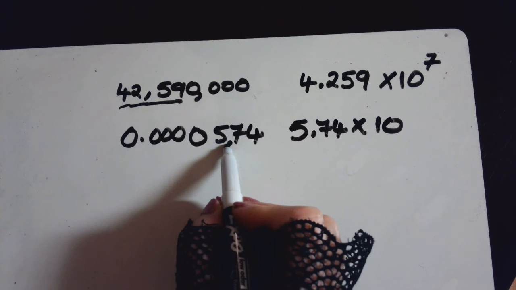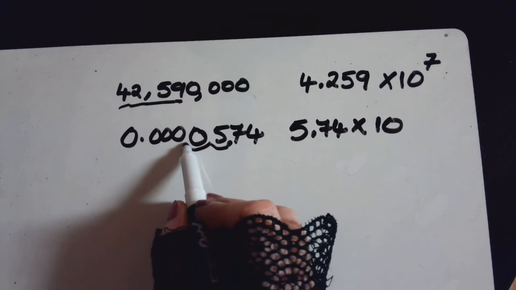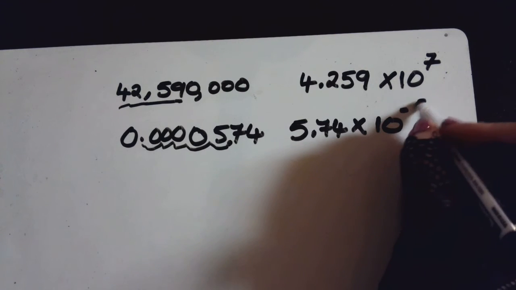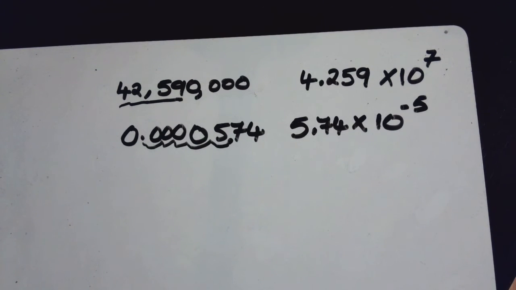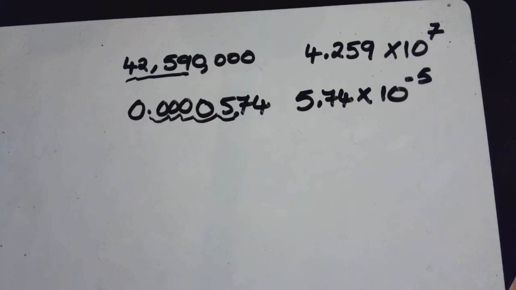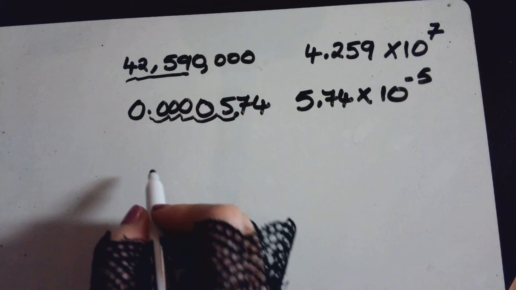5.7 is greater than 1 and less than 10. And then how many decimal places have you moved it? 1, 2, 3, 4, 5. So to the negative 5 because it's a very small number. All right. So this is stuff that you've seen. We're not going to dwell on this really long.